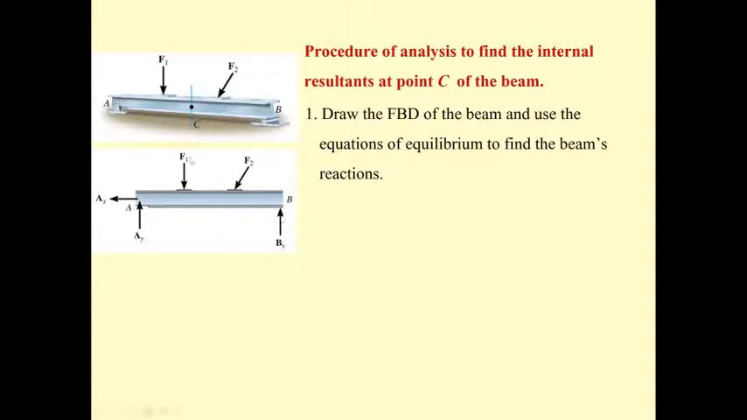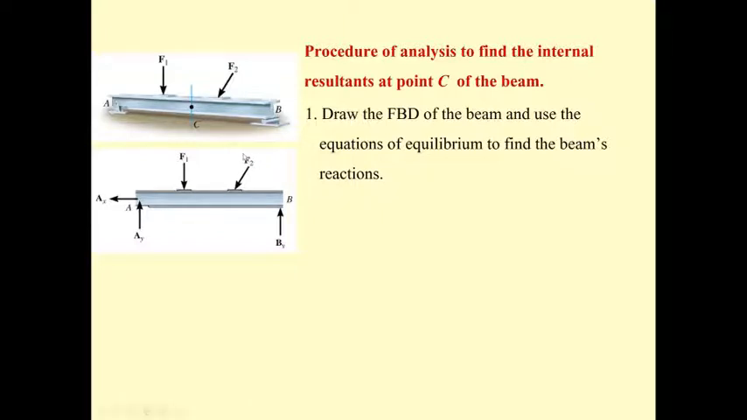By the action of the force F1 and the force F2, where F2 is an inclined force, we can determine A sub x. If this is theta, then A sub x is going to be equal to minus F2 cosine theta, something like that.